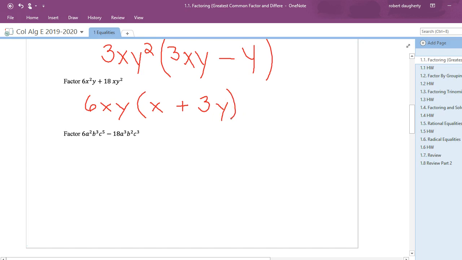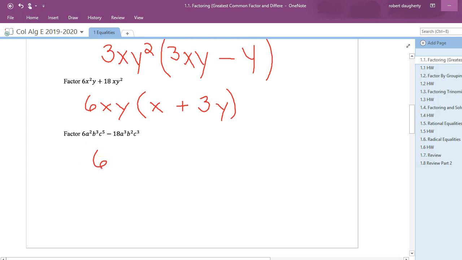You have a question, Michael? Okay. Well, it's got 3 variables, but nothing's going to change here. I got these numbers 6 and 18. What's the common factor? I just found that a minute ago. What is it? It's 6. And then I just go letter by letter.